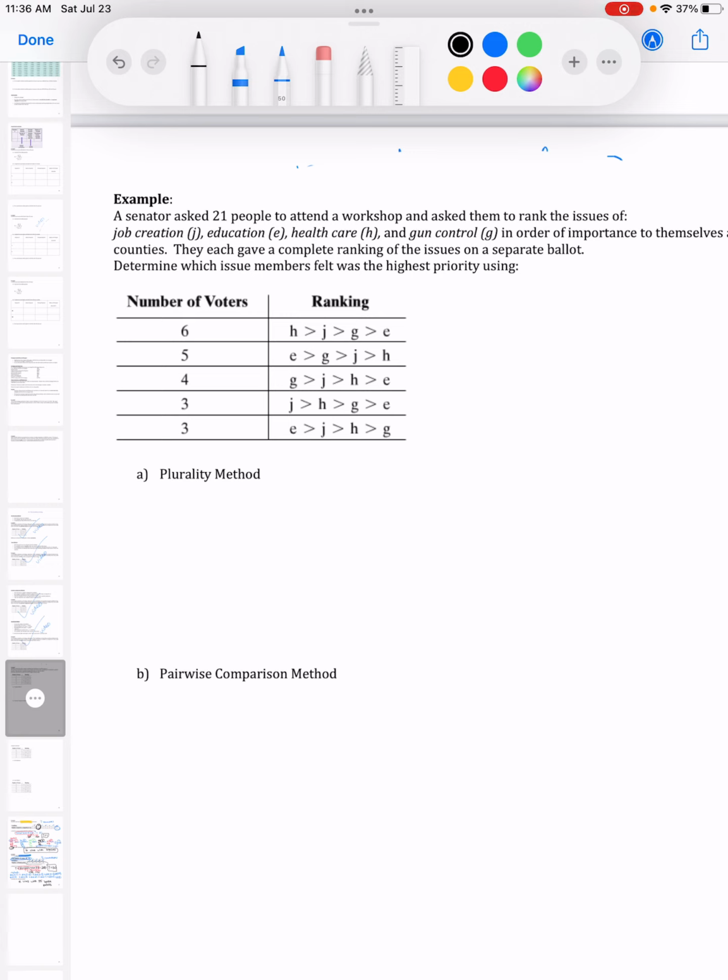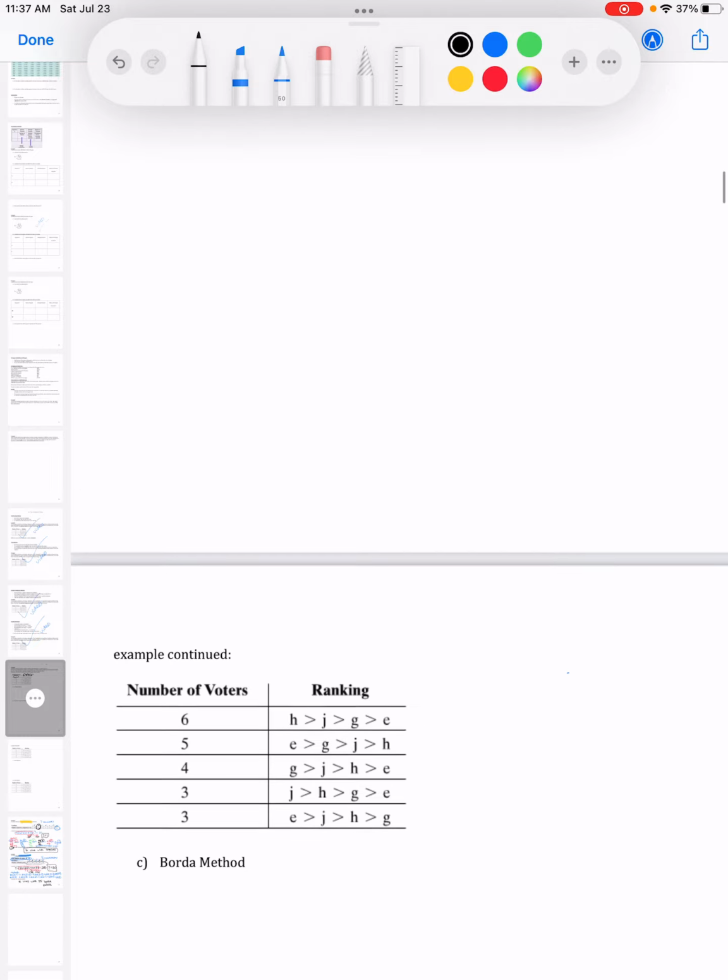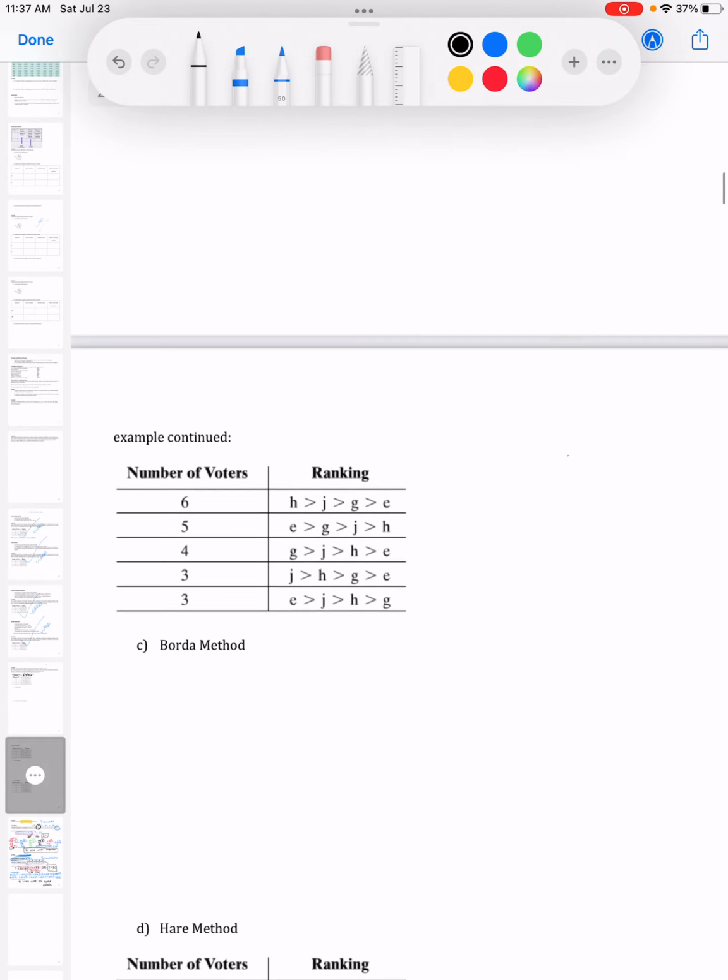So in this first one, 6 people voted healthcare 1, job creation 2, gun control 3, and education 4. What I want you guys to do, and I really want you to try it, is so much easier if you go ahead and try some before you jump into the My Math Lab homework or come to do one of the classroom assignments for these guys. So I want to give you a shot. I want you to do the plurality, the pairwise, the Borda, and the Hare.